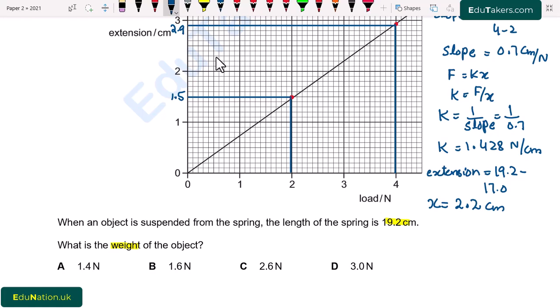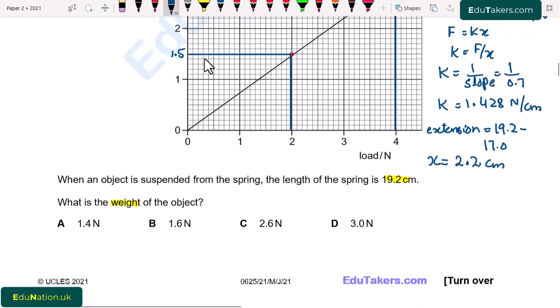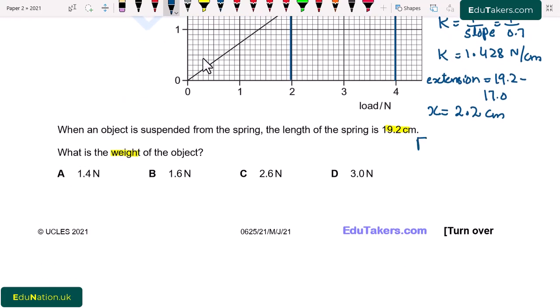So we have found the value of extension x and also the value of spring constant. Now by using Hooke's law, I write here F is equal to kx. So F will be equal to, value of k is 1.428 multiplied by x is 2.2. So it will be equal to 3.0 Newton. The force here is actually equal to weight. So the value of weight of the object will be equal to 3.0 Newton. I take option D.